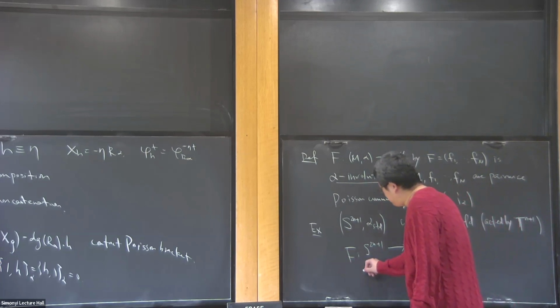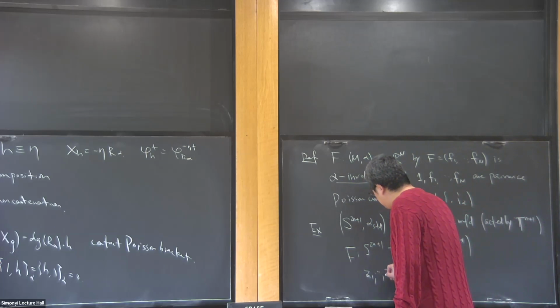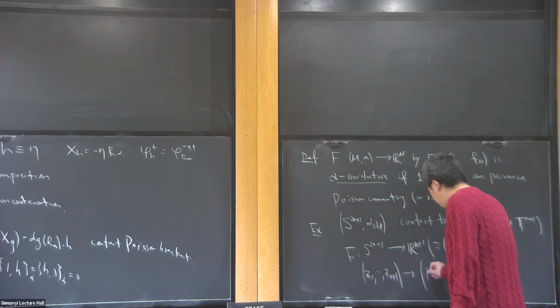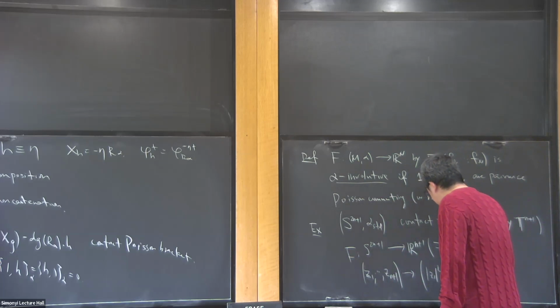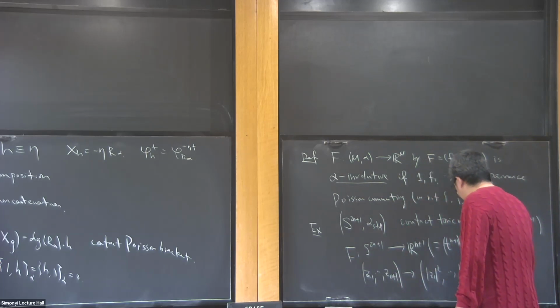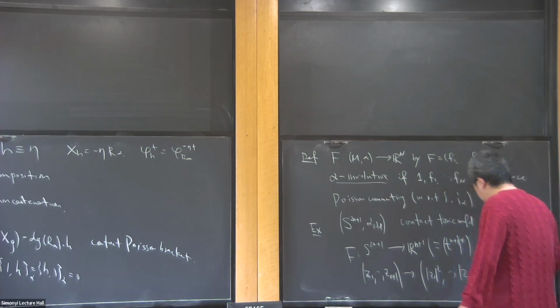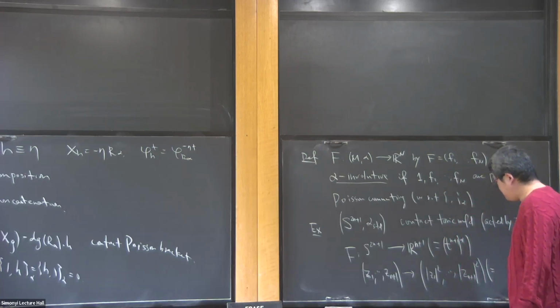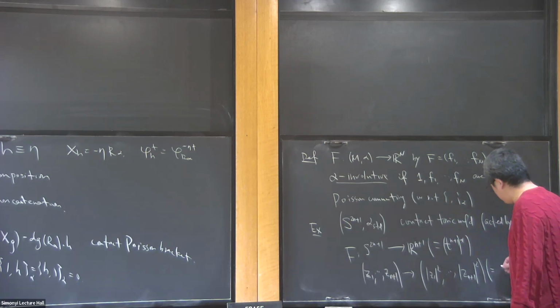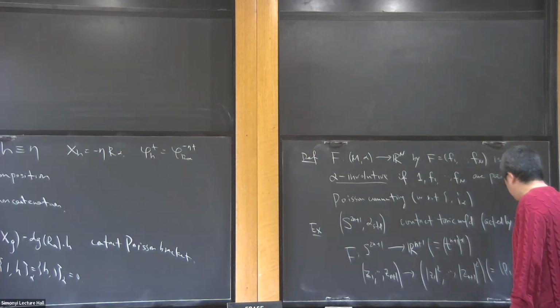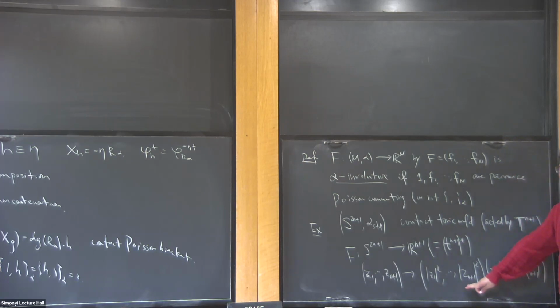Okay, and the formula is easier. The formula is: Z1 through Z(n+1) goes to the norm of Z1 squared through the norm of Z(n+1) squared. Or if you write this in polar coordinates, it will be rho 1 to rho n+1. So obviously each one of them is invariant, because the Reeb dynamics is just rotation in theta. So each one of the rho will be independent of theta.